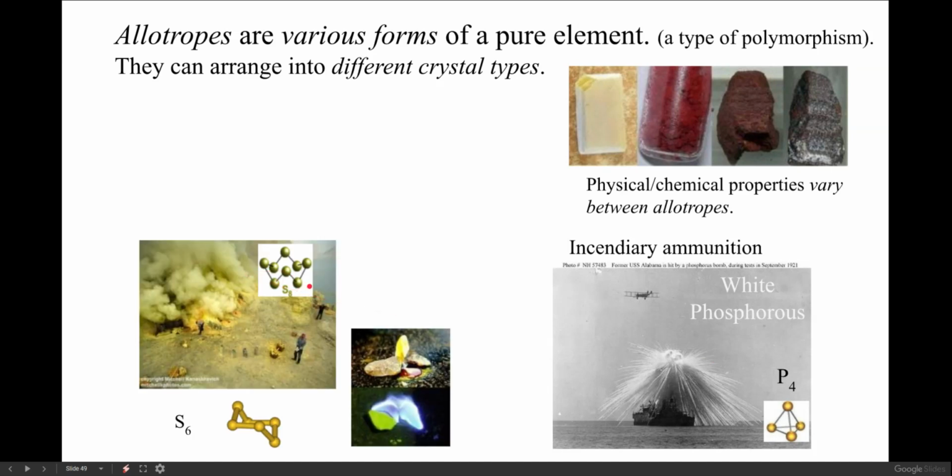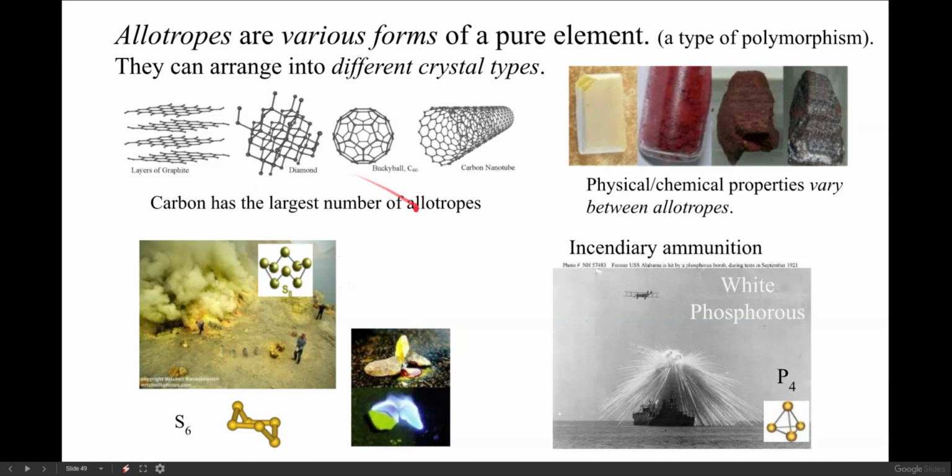There's a number of different sulfur allotropes where sometimes it's octocyclic rings, sometimes it's hexacyclic. We did a Fire Friday where we melted sulfur and then we poured it into water and we ended up with plastic sulfur. So their properties change as the arrangements change.